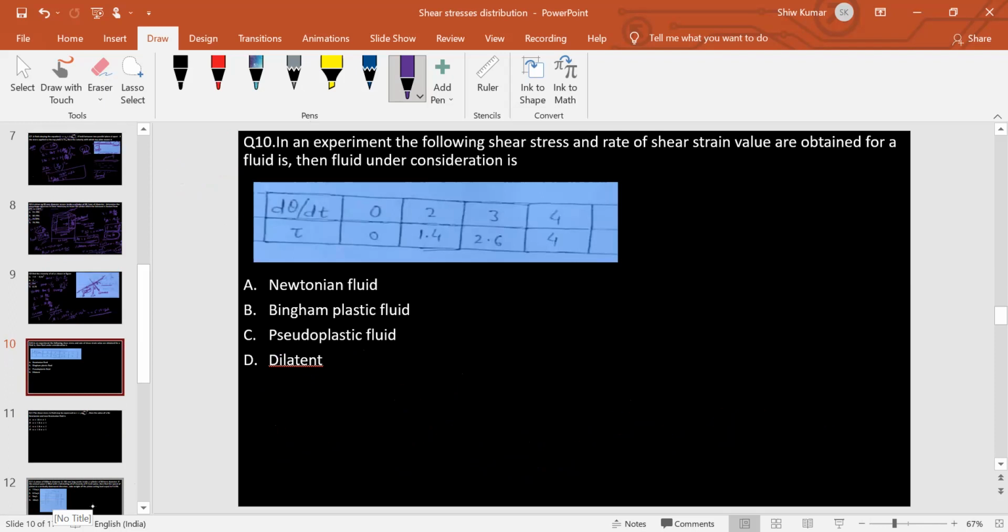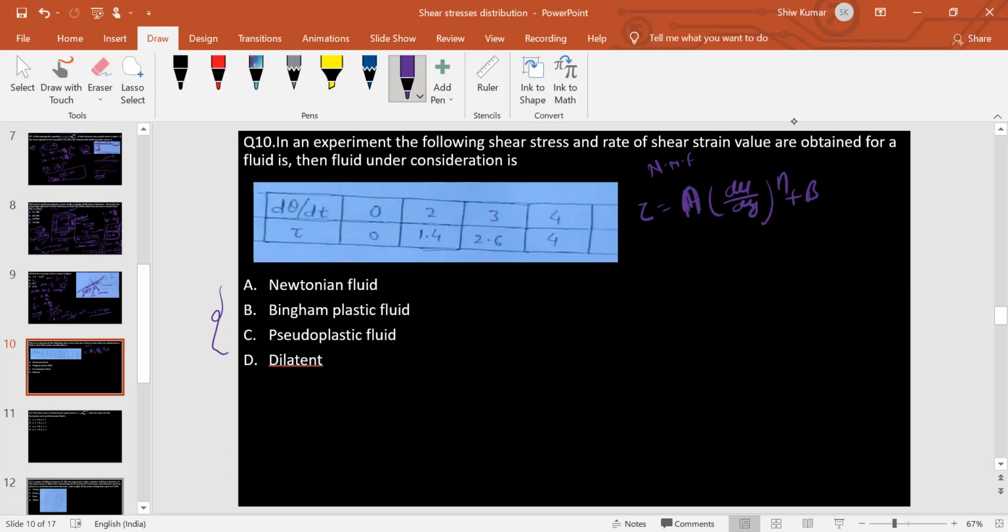In an experiment, the following shear stress and rate of shear strain values are obtained for a fluid. The fluid under consideration is: d theta by dt is given in one column and tau in another. I need to find the type of fluid. To find that, I need to find the values of n and b, because for a non-Newtonian fluid the equation is tau equals A into (du by dy) to the power n plus b.